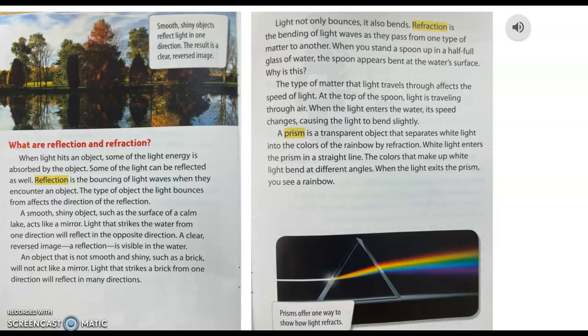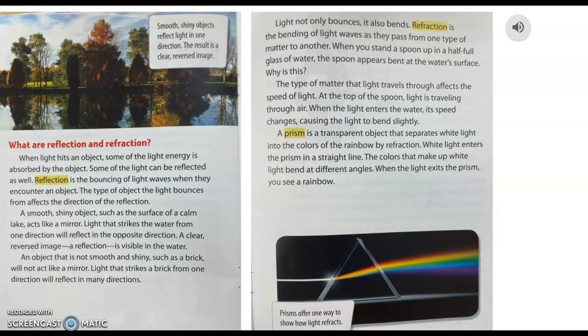An object that is not smooth and shiny, such as a brick, will not act like a mirror. Light that strikes a brick from one direction will reflect in many directions. Smooth, shiny objects reflect light in one direction. The result is a clear, reversed image.